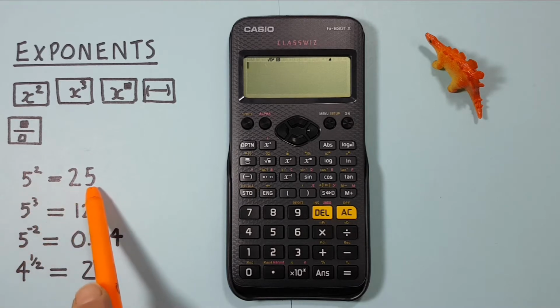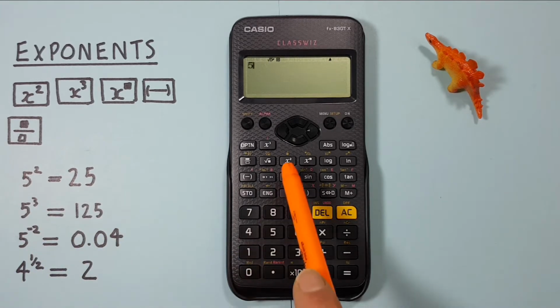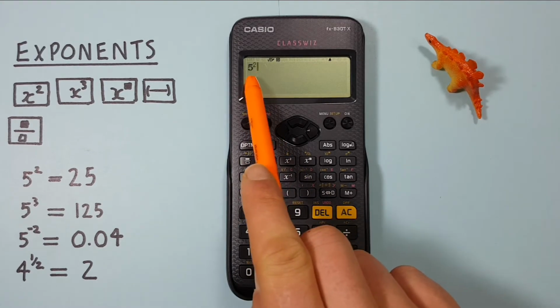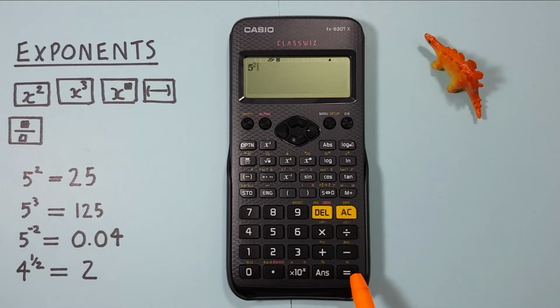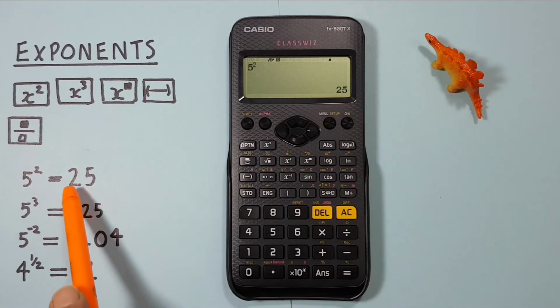Starting off simple, if we just want to square a number, like say 5 squared or 5 to the power of 2, we do this by placing the 5 on the screen and then hitting the x squared key. We now see we have 5 to the power of 2, or 5 squared. Press equals, and we get the result of 25, which is correct.